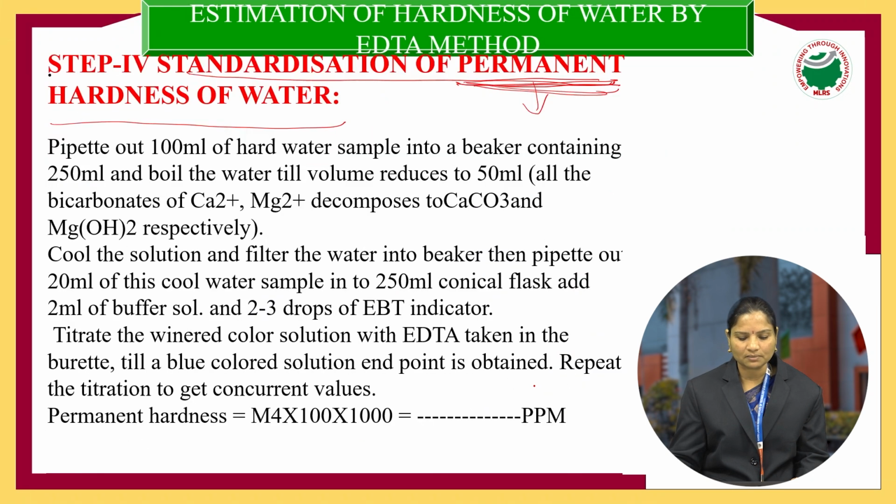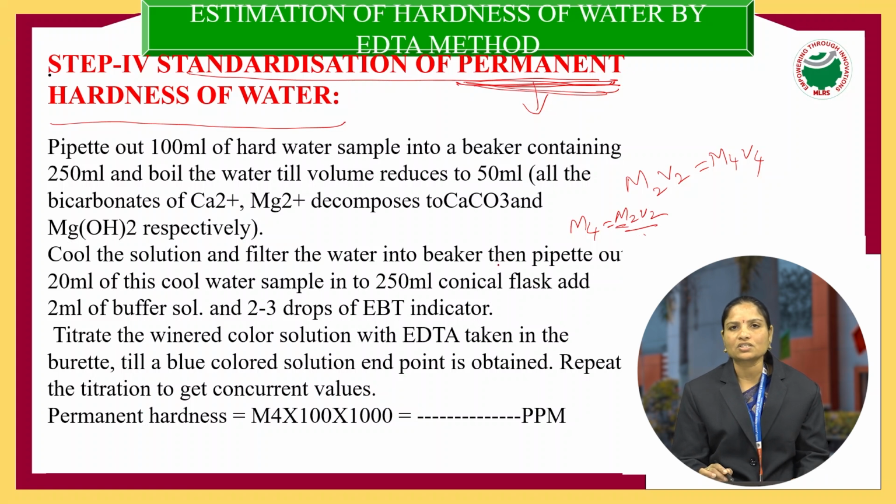Okay, so see this permanent hardness. What is the formula here? M2V2 is equal to M4V4. So M4 is equal to M2V2 by V4. M2 means we already calculated it in step 2, standardization of EDTA solution. So from step 2 only we find out the M2 value. Then V2 means volume of EDTA. And what is V4? V4 means volume of the boiled water.